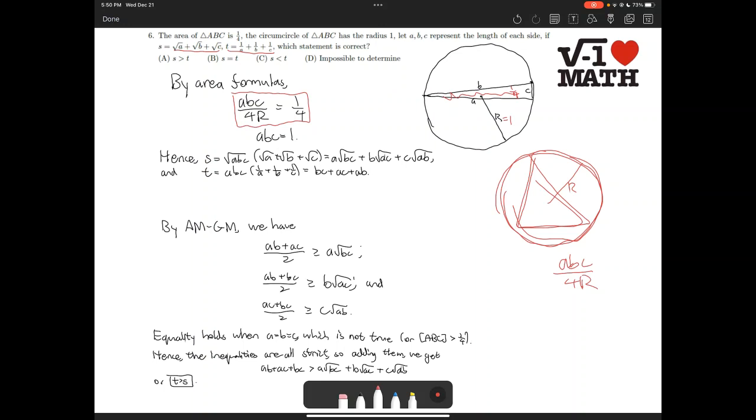And here, this is equal to 1 over 4 because the area is 1 over 4. Hence, ABC is equal to 1. Now this means that we can multiply s by square root of ABC and t by ABC because both of these are equal to 1 and the multiplication won't change anything. So s is equal to this expression and t equals this expression. Now the point in multiplying these is because we're going to use something called homogenization, which basically means that we want to set two sides to the same degree so that we can apply some other inequalities. So here, both of these have degree 2.